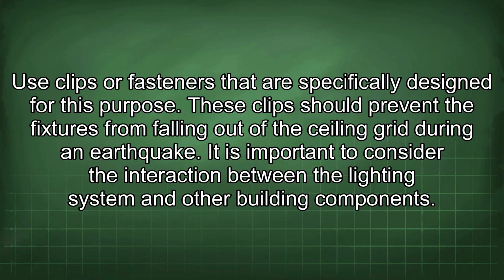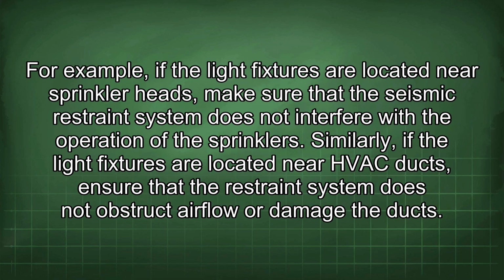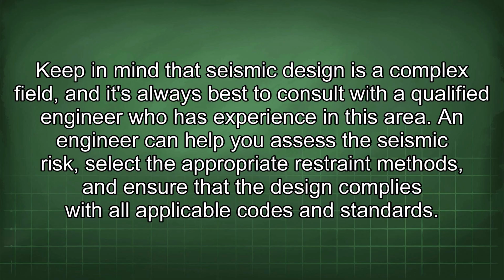It is important to consider the interaction between the lighting system and other building components. For example, if the light fixtures are located near sprinkler heads, make sure that the seismic restraint system does not interfere with the operation of the sprinklers. Similarly, if the light fixtures are located near HVAC ducts, ensure that the restraint system does not obstruct airflow or damage the ducts. Keep in mind that seismic design is a complex field, and it's always best to consult with a qualified engineer who has experience in this area. An engineer can help you assess the seismic risk, select the appropriate restraint methods, and ensure that the design complies with all applicable codes and standards.